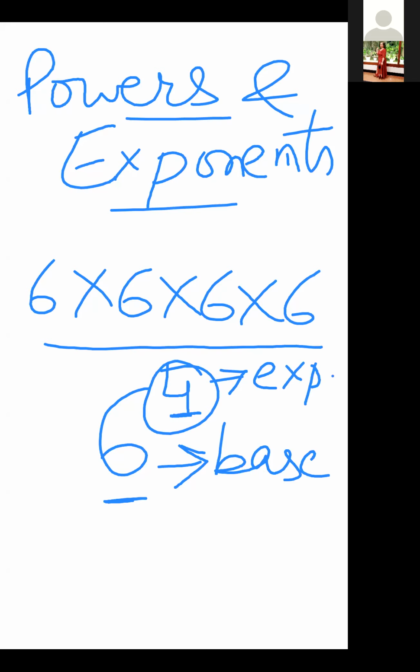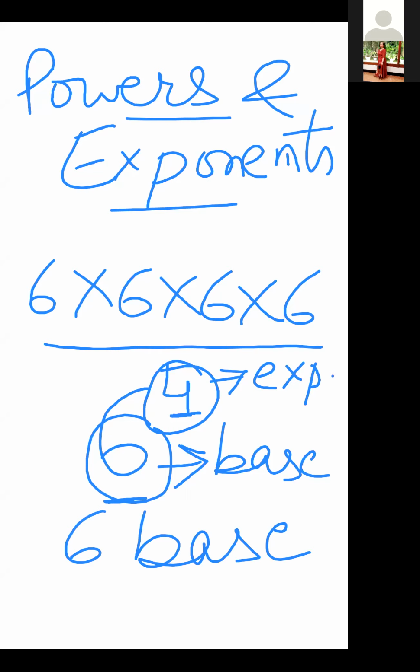And what is base? 6 is the base here. Base is the number which is repeatedly multiplied by itself. The same number is multiplied repeatedly, that is the base. And how many times the base number is multiplied is called the exponent.